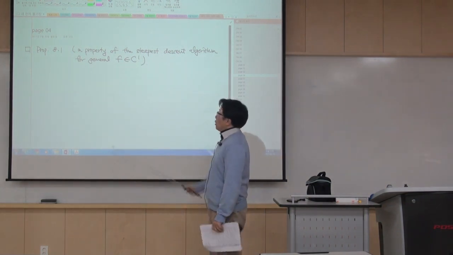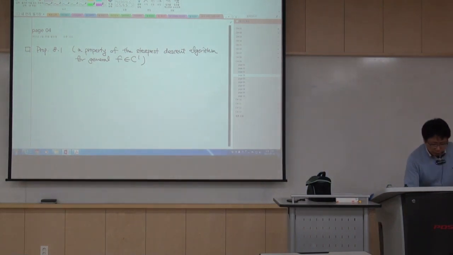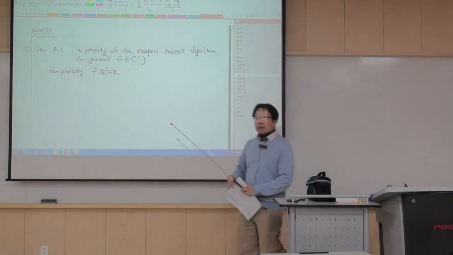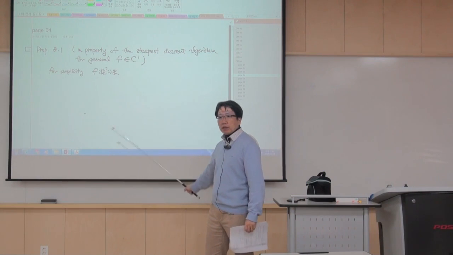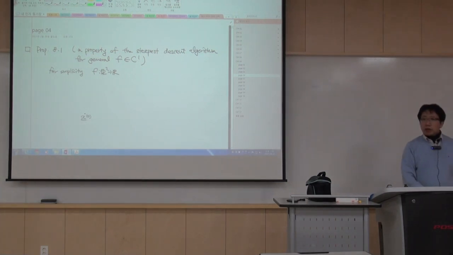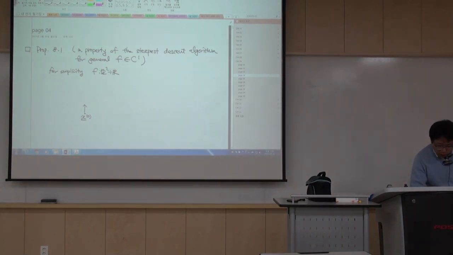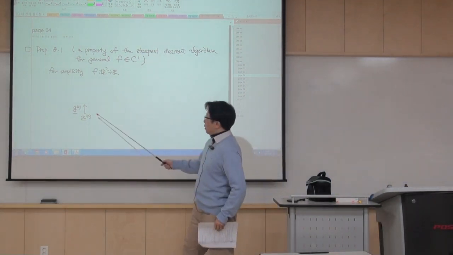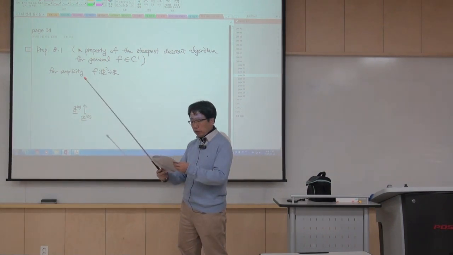Remember this. And for simplicity, let's assume f is from R2 to R, so we can visualize the level sets in this plane. First, suppose you start from a point x0, and suppose this is the negative gradient direction, that is g0. Got it? Now, what is our interesting property?